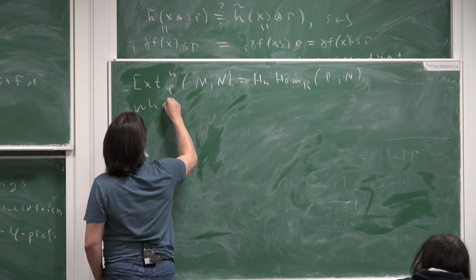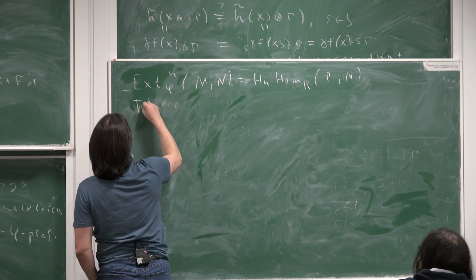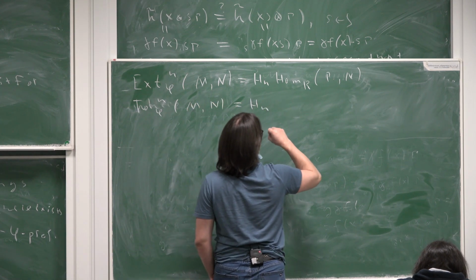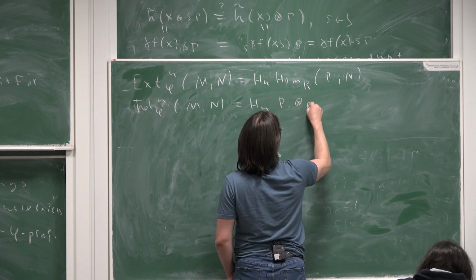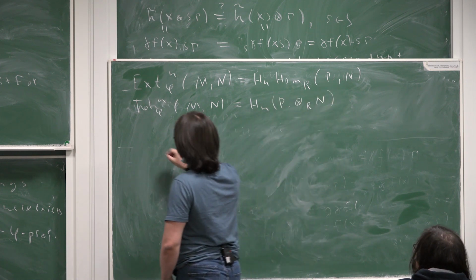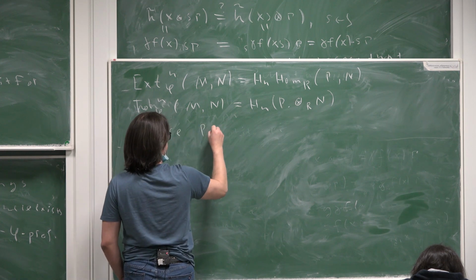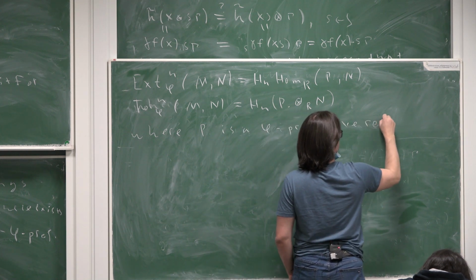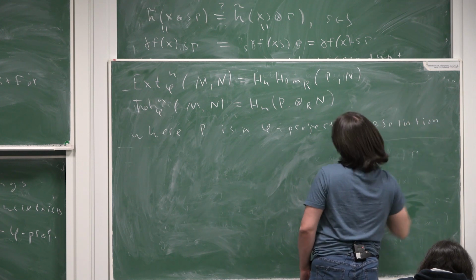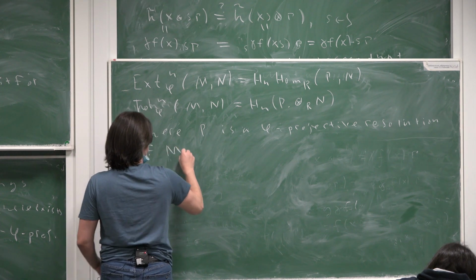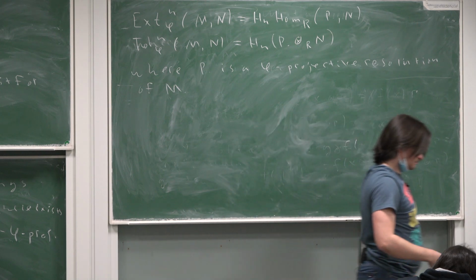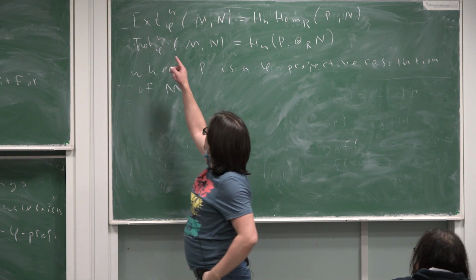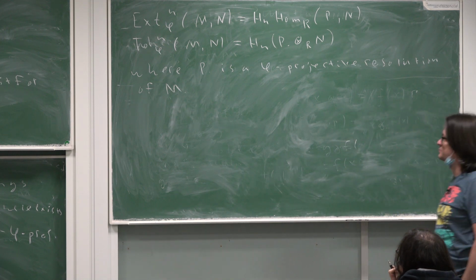where, and Tor phi n of M N is by definition Hn of P dot tensor R N, where P dot is a phi projective resolution of M. So this and this are called relative Ext and relative Tor.